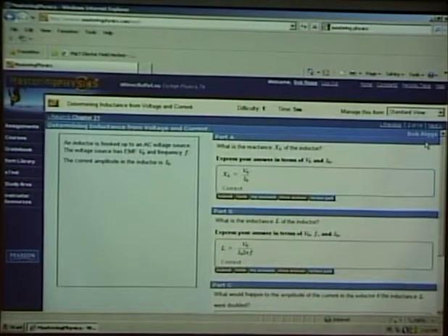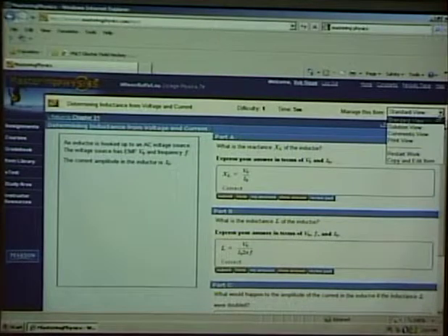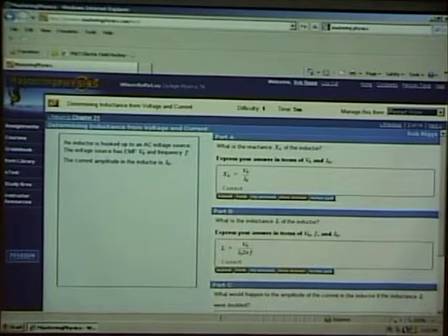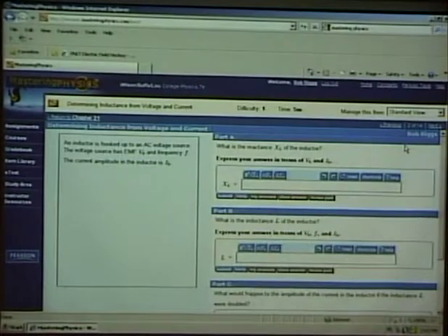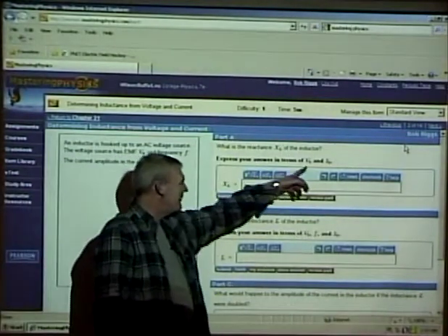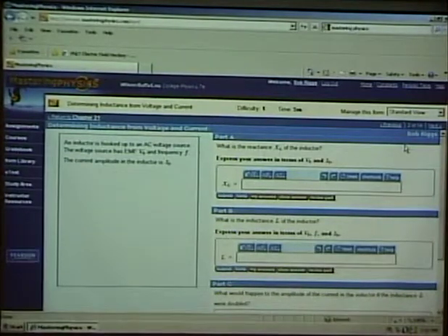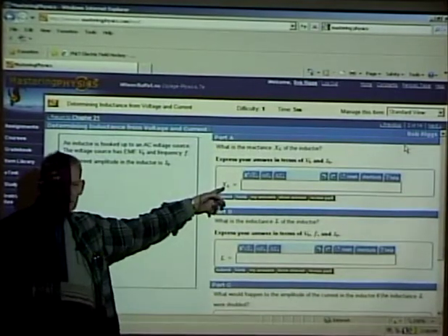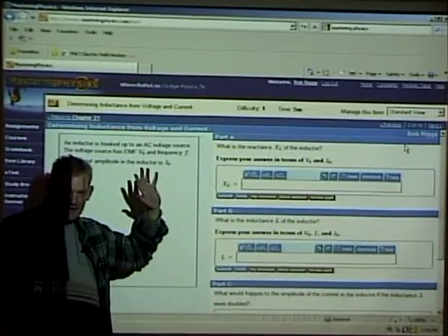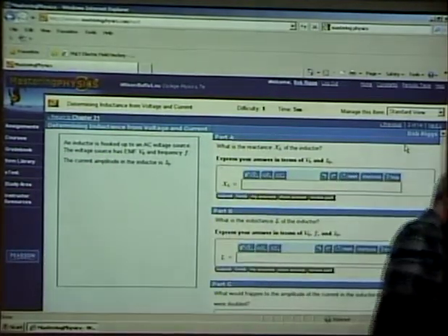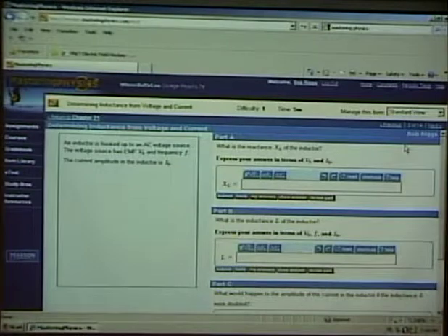determining inductance. On some of these, when it says express your answers in terms of V naught and I naught, that's fine. I can do that. Okay. The EMF V naught, and frequency F, and the current. So XL, they just want you to do Ohm's Law here. Remember, XL and XC: this is the inductive reactance, and then there's the capacitive reactance, all right?